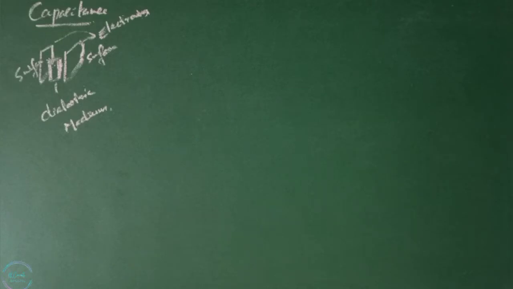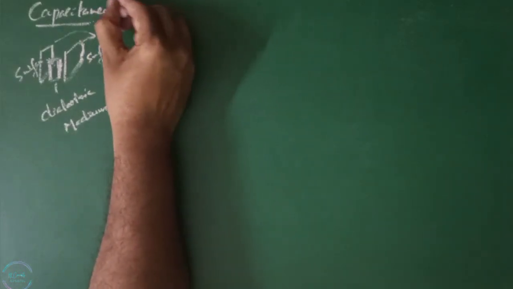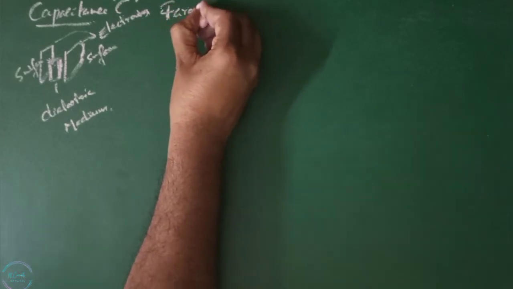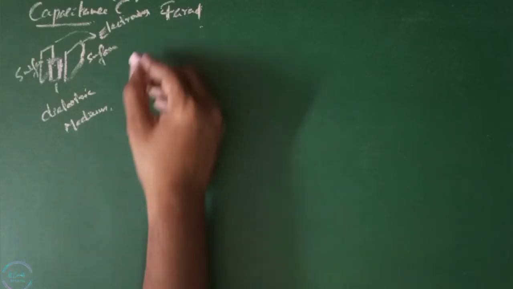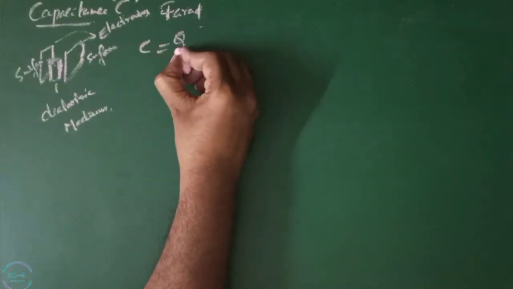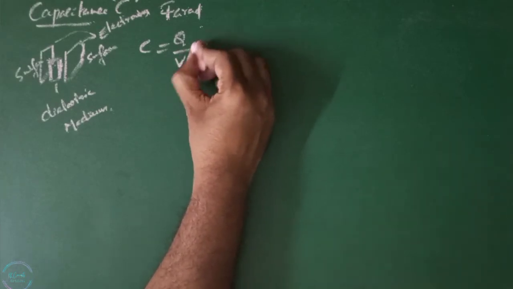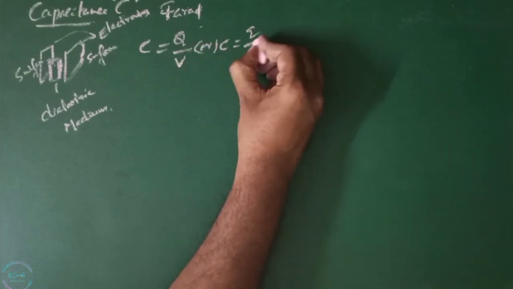The amount of charge per unit voltage that a capacitor can store is its capacitance, denoted by the letter C, and the unit is farad. 1 farad is the amount of capacitance when 1 coulomb of charge is stored with 1 volt across the plates. Capacitance C is given by Q by V, charge per voltage, or you can write C equals Q by V.